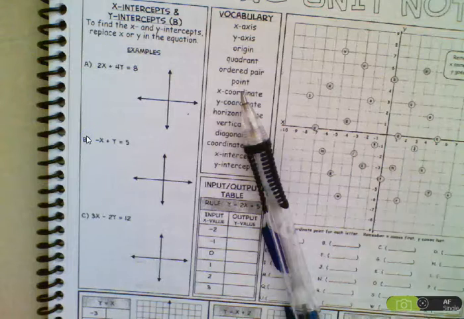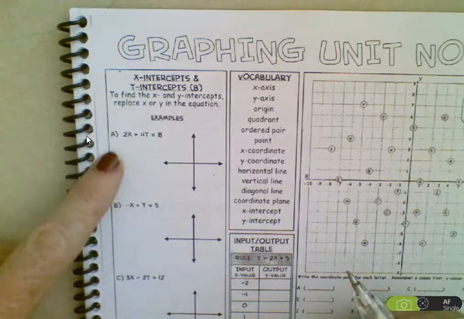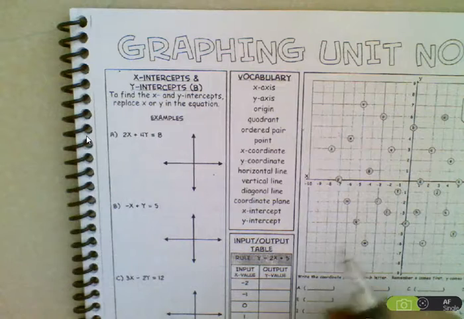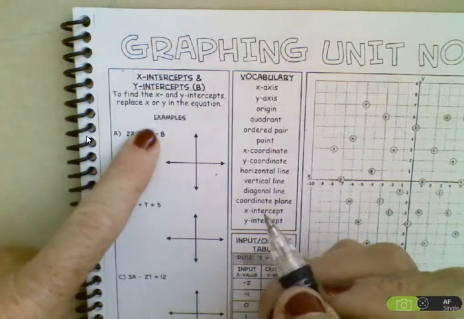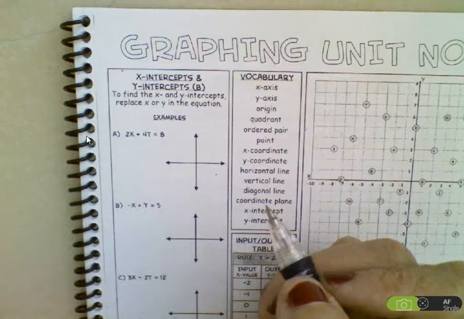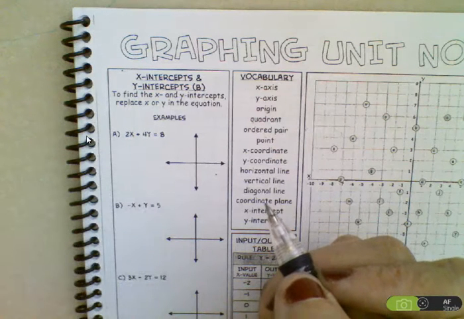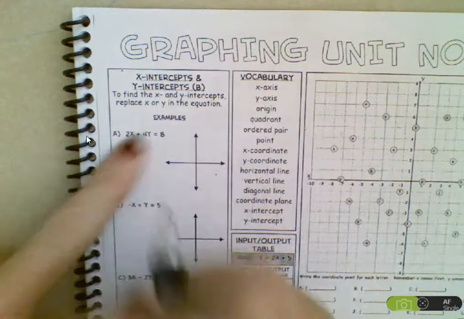Right, so this is our wrap up for the graphing unit. We're going to talk about x-intercepts and y-intercepts first. Example A. Set up my two equations for me. What's my first equation going to be? Remember, we're substituting 0 for y and solving that equation for our x-intercept, substituting 0 for x and solving for our y-intercept.